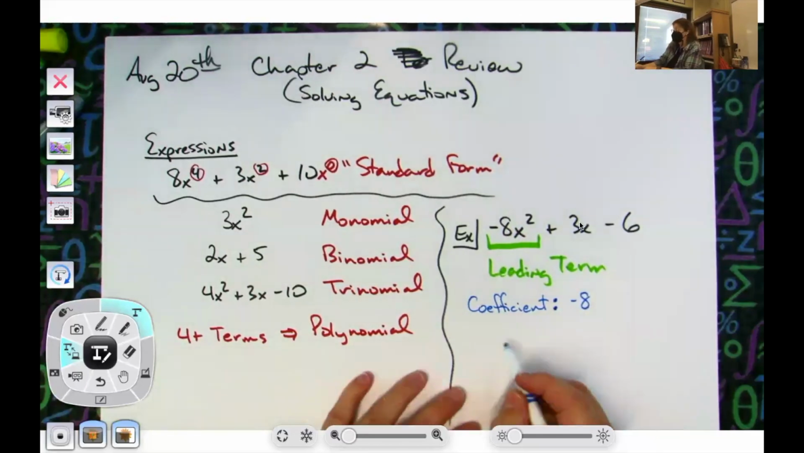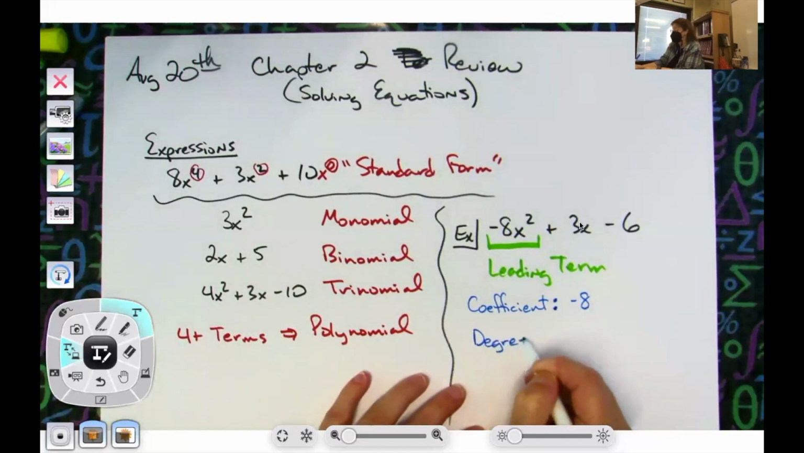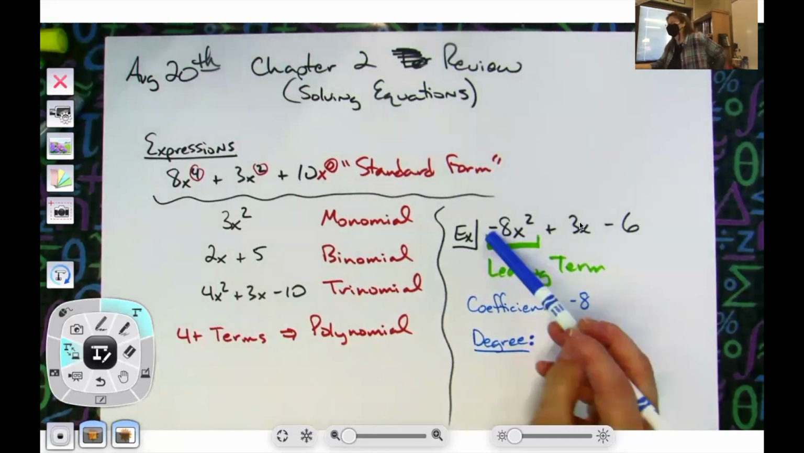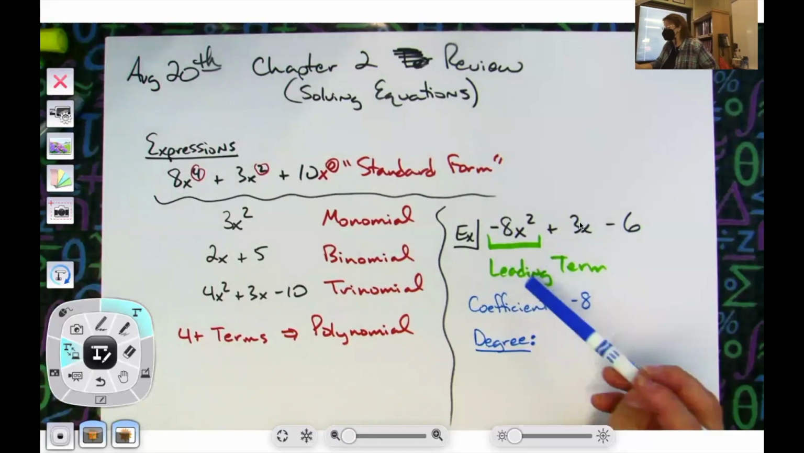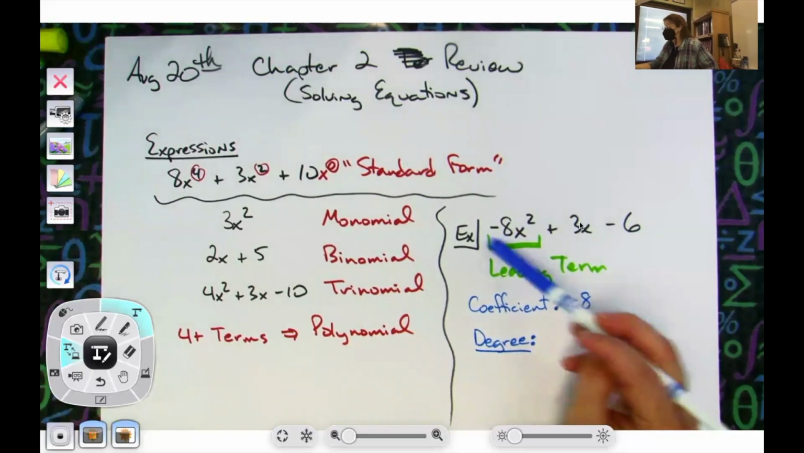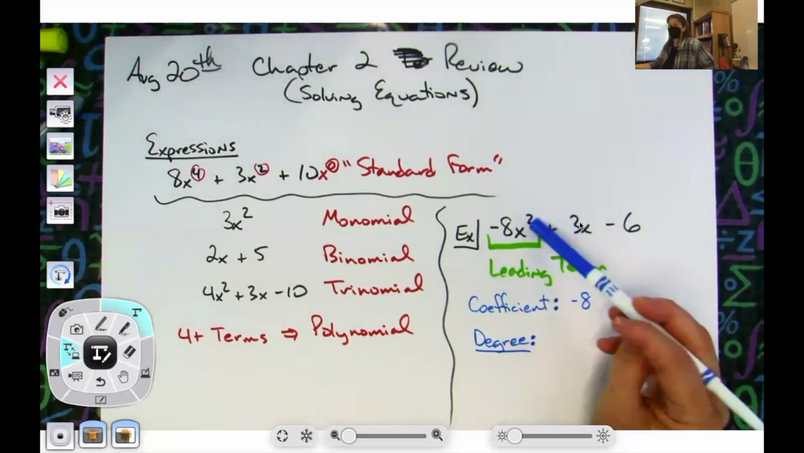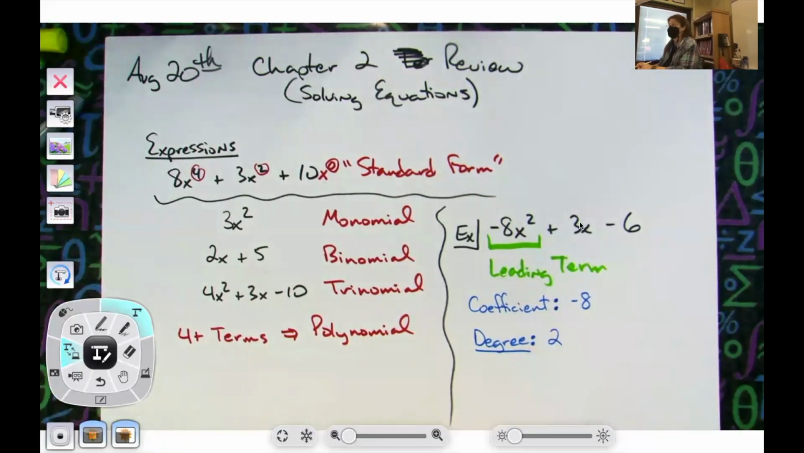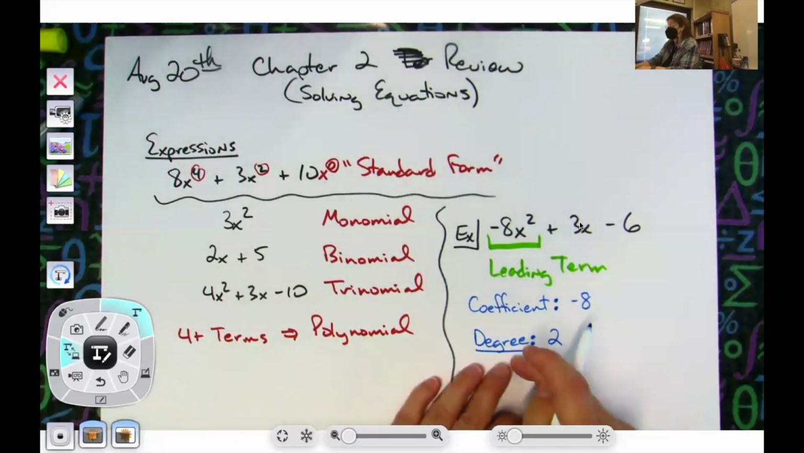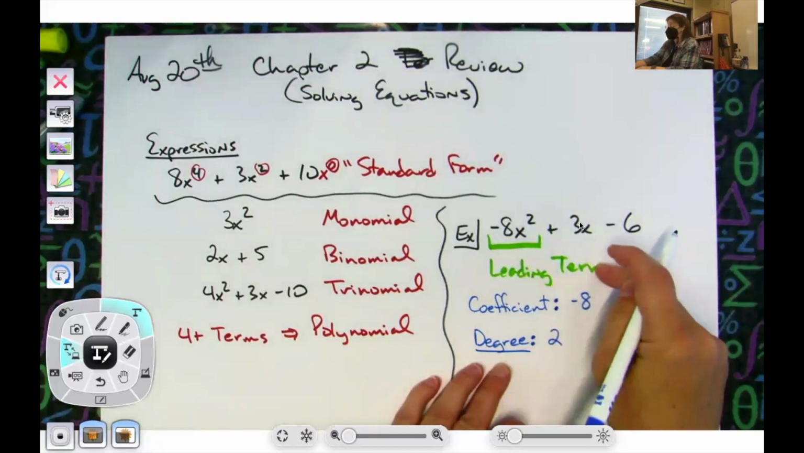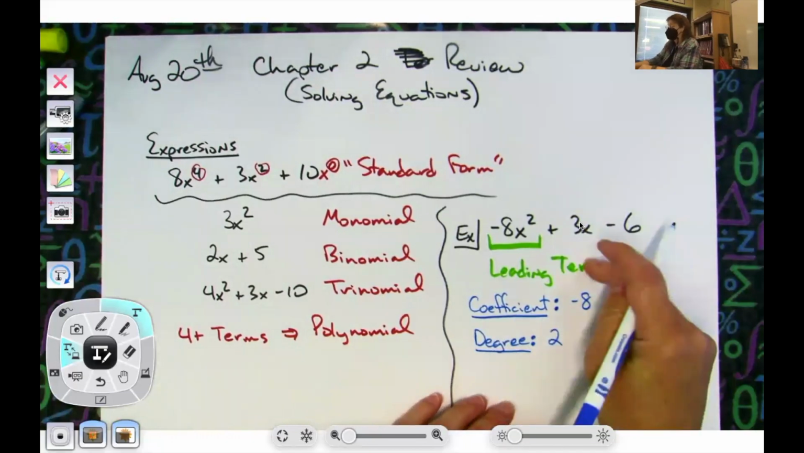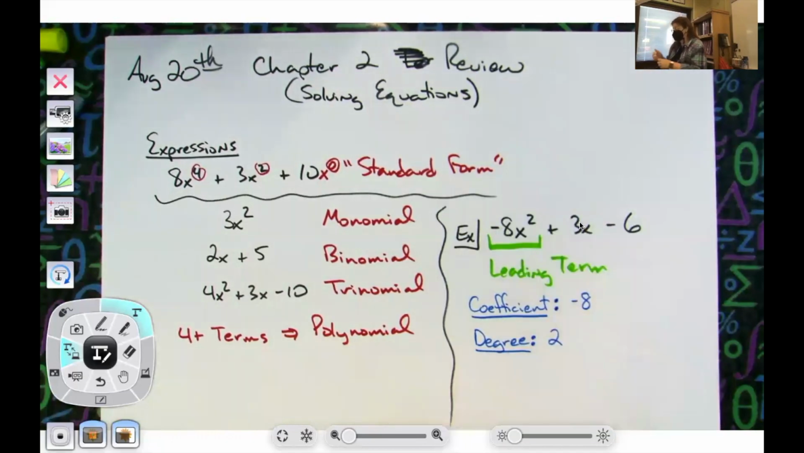Now, there is something called the degree of the polynomial. As long as it's just got a single variable in there, you look at the leading term, and then you look at the exponent, and you can tell what the degree is. So the degree of this is 2. The degree is determined by the exponent in the leading term. The coefficient of the leading term is -8.